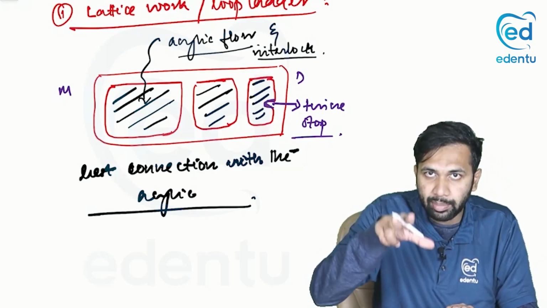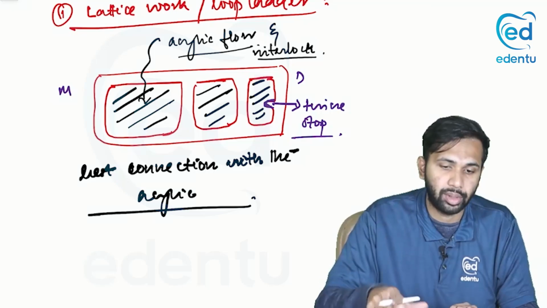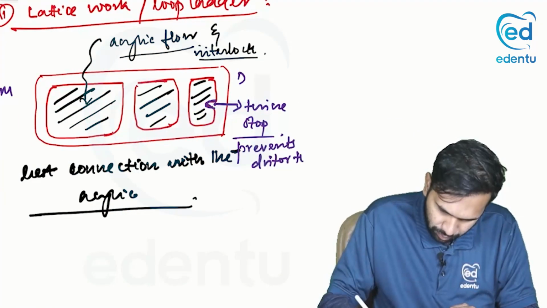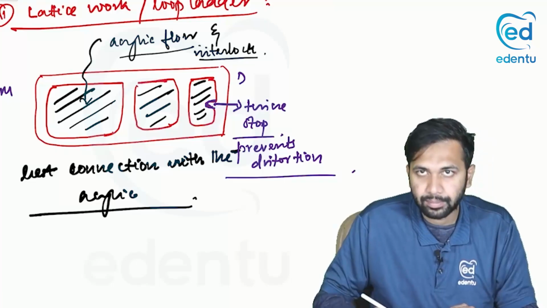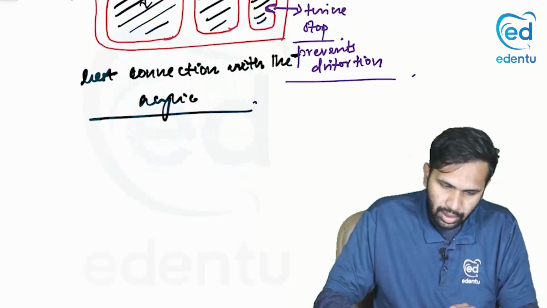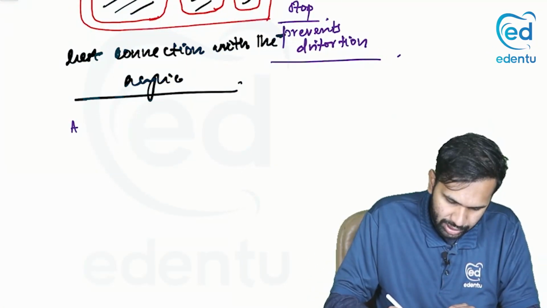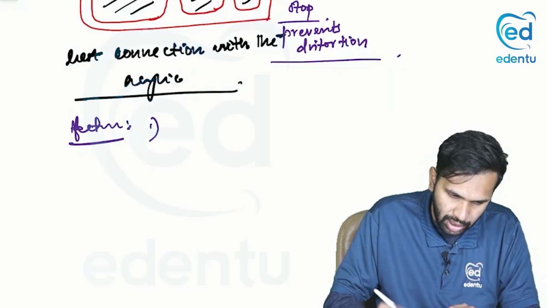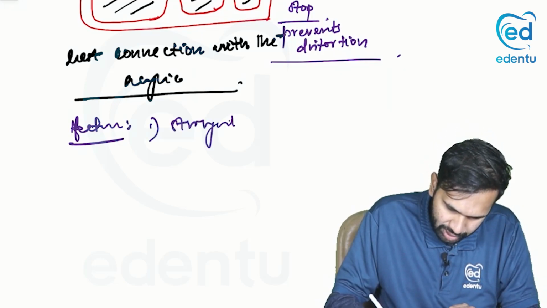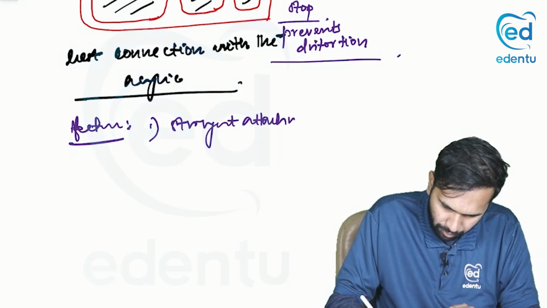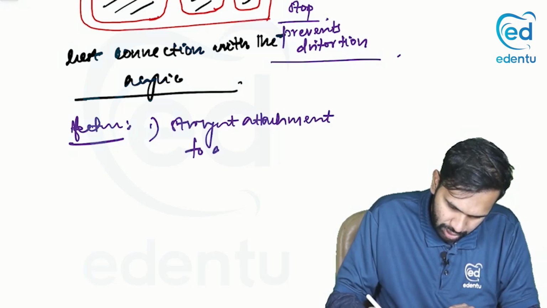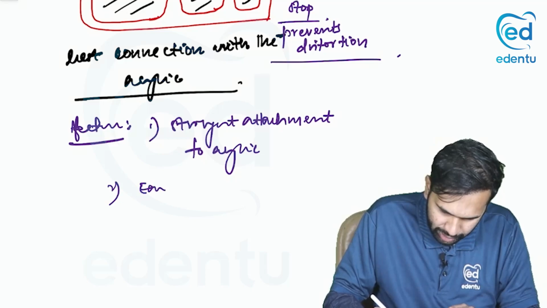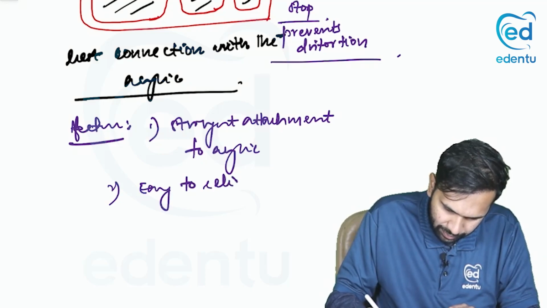It prevents any further pressure when you are processing or acrylization. It prevents distortion during your acrylization or packing. Alright. Now coming to the advantages or features of your first type, the lattice work type. Number 1, I told you it provides the strongest attachment to your acrylic. Number 2, it is very easy to reline.